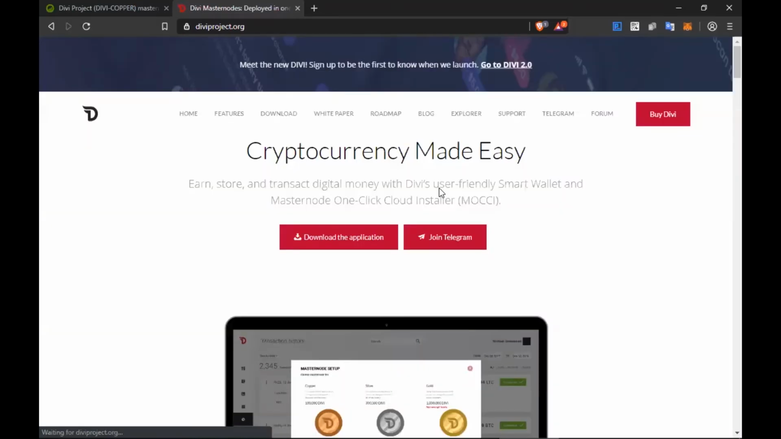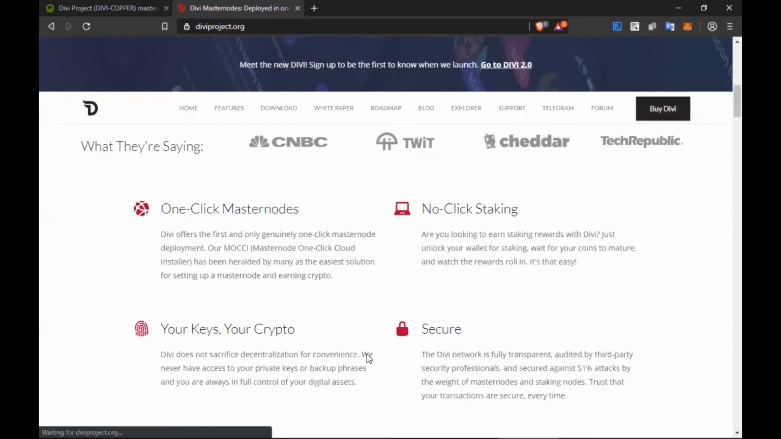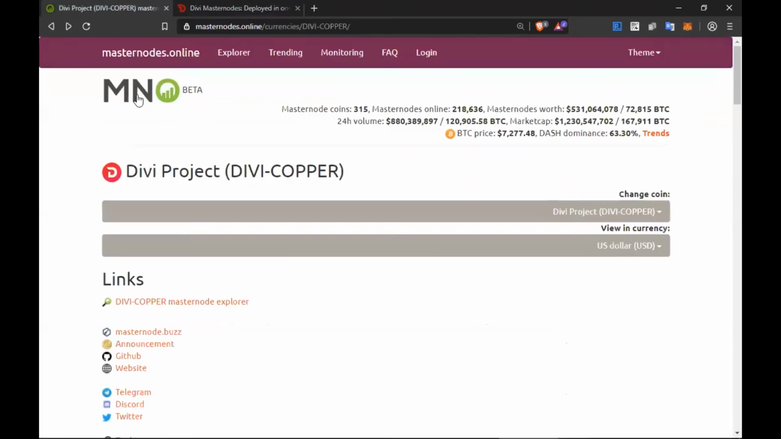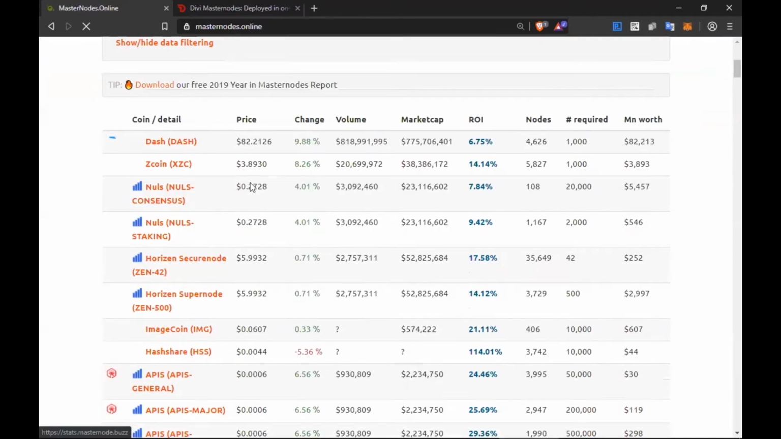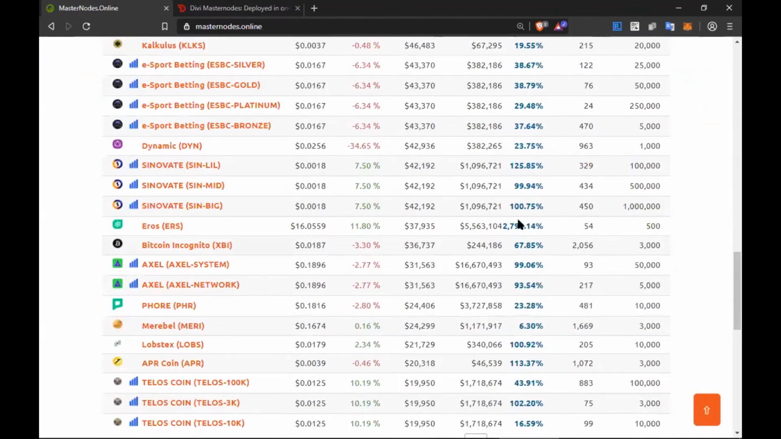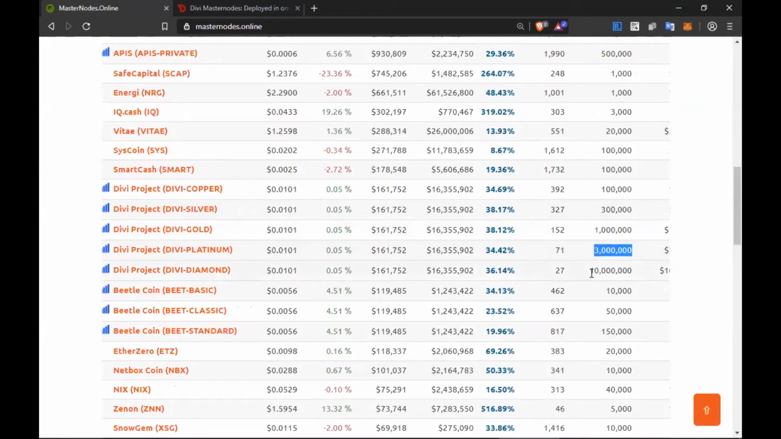So as the saying goes in Africa, all fingers are not equal. Okay, what my friend Brian might be able to afford is different from what I might be able to afford, and what I might be able to afford is different from what somebody else might be able to afford. So Divi masternodes are in levels. We have the copper level, which requires 100,000 Divi to run. We have the silver. Silver requires 300,000 Divi. We have the gold. Gold requires 1 million Divi. We have the platinum. Platinum requires 3 million Divi. And then we have the diamond. Diamond requires 10 million Divi.